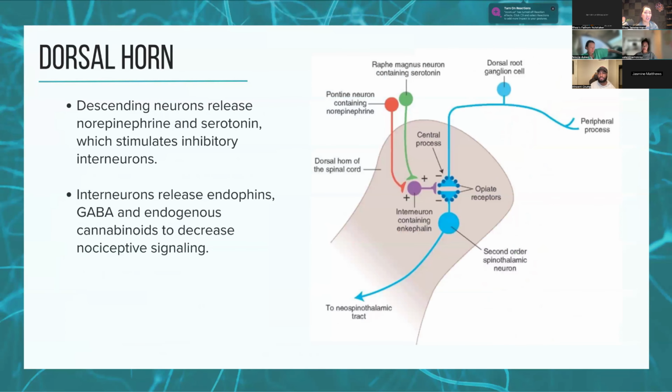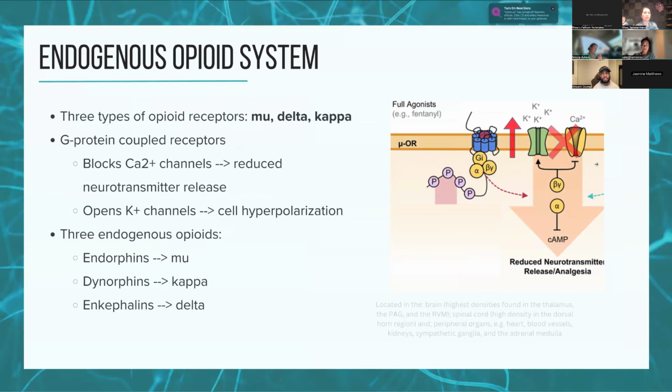All right. Let's start honing in on this area called the substantia gelatinosa, which is Rexed lamina 2. So we're releasing norepinephrine and serotonin. That's going to stimulate the inhibitory interneuron. And that inhibitory interneuron is going to release endorphins, enkephalins, dynorphins, GABA, and cannabinoids. And this is going to decrease nociceptive signaling. And how does that occur?